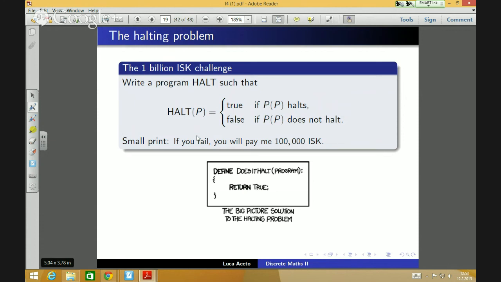Now, that's your software development task. And if you succeed, I'll give you $1 billion Icelandic kroner. But there is a small print. The small print says, if you fail, you give me 100,000. Now, I'm not Maria Montessori or Mother Teresa of Calcutta or anything like this. If I'm posing you this challenge, it's because you can't do it.